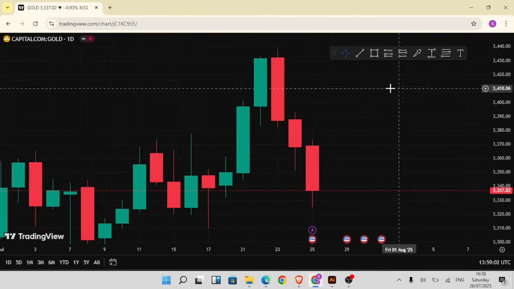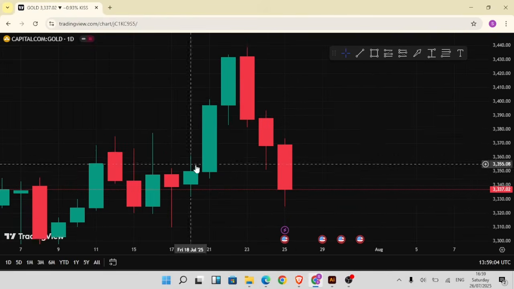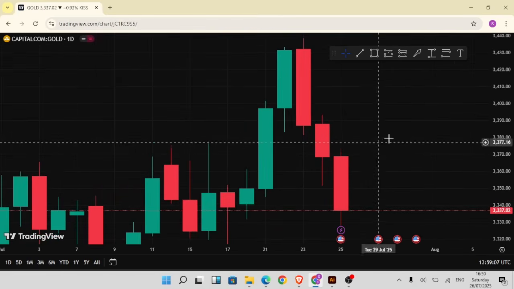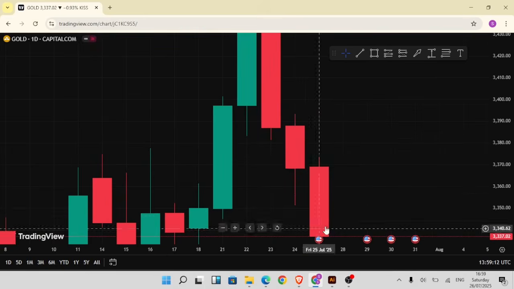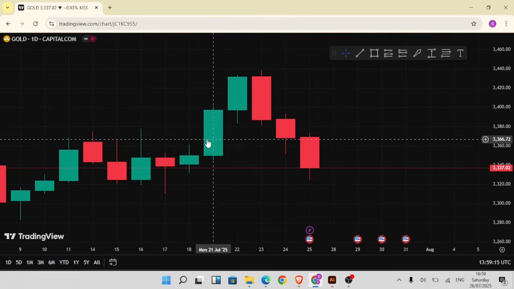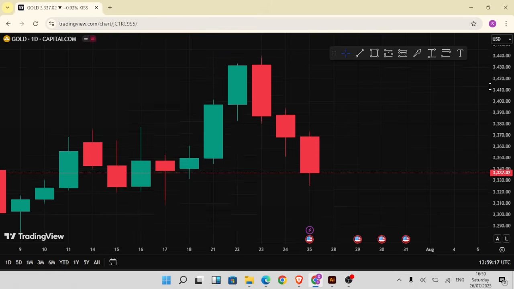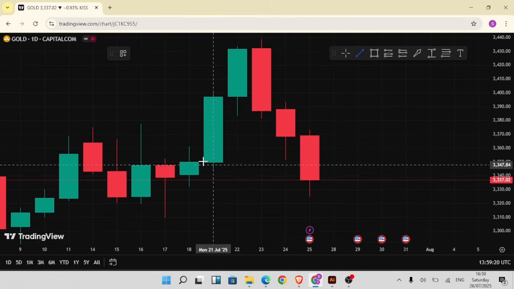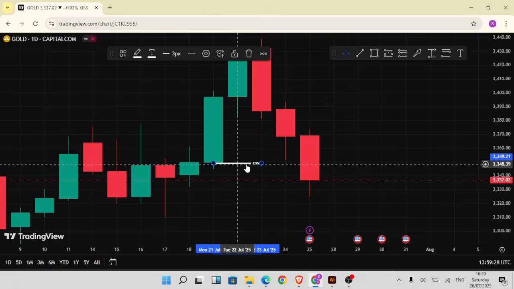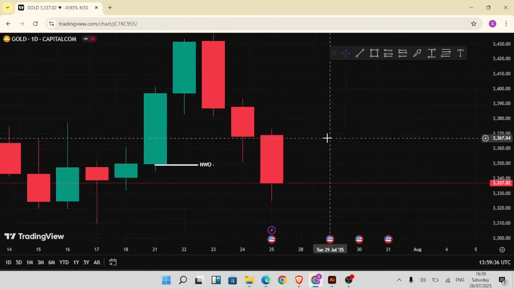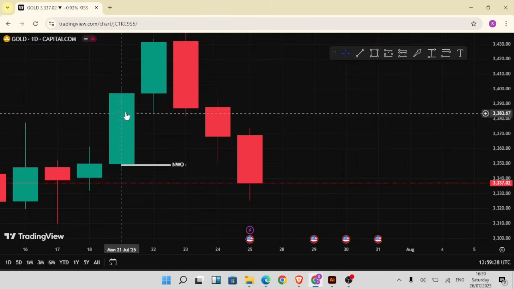Now, in this model, we are going to use the daily candle. We are only trading the daily candle, one daily candle. In our case, we are going to use the Monday candle. Therefore, you have to wake up and mark the new week open. This is the new week open, or the new day open for Monday. The new week open also serves as the new day open for Monday. So we are going to trade this Monday candle.